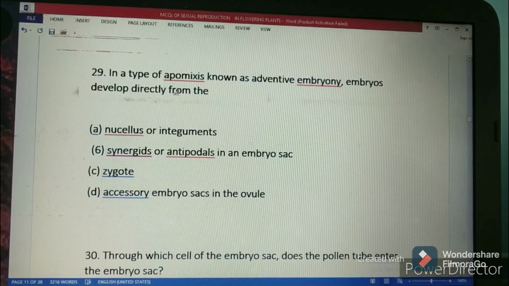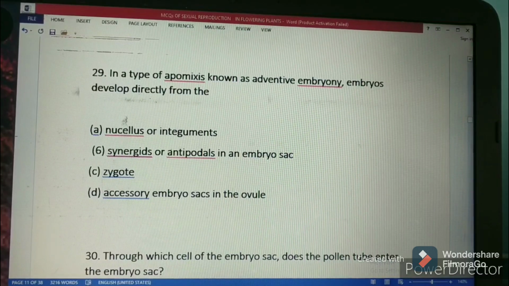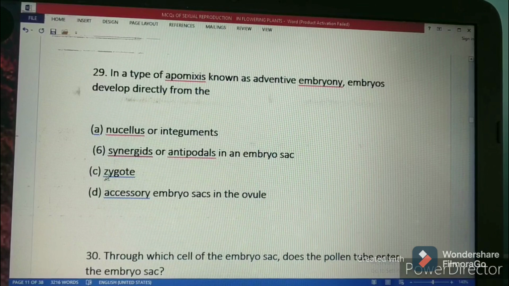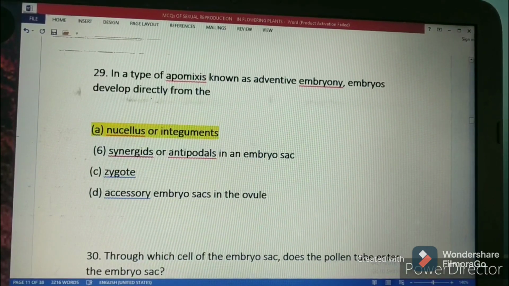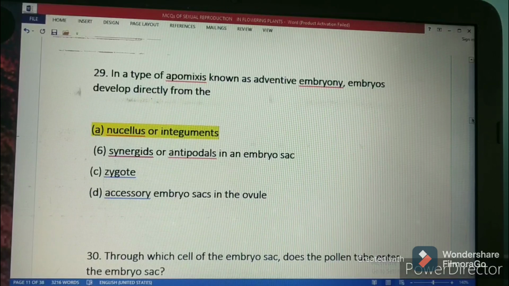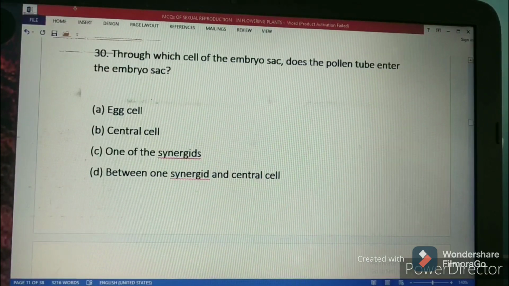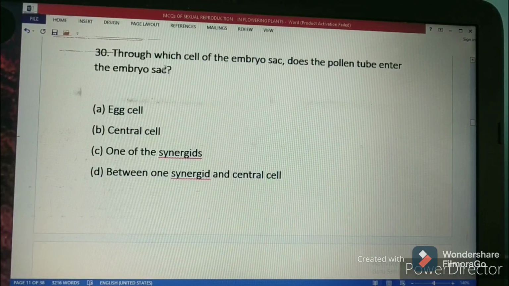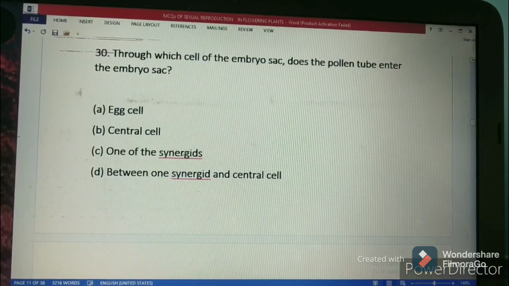In a type of apomixis known as adventive embryony, embryos develop directly from the nucellus or integuments. Through which cell of the embryo sac does the pollen tube enter the embryo sac? Between one synergid and central cell.